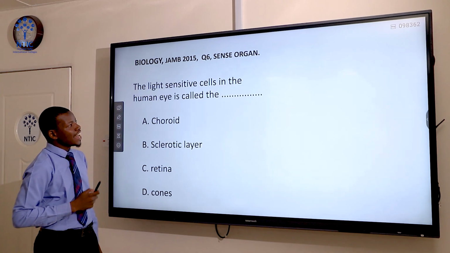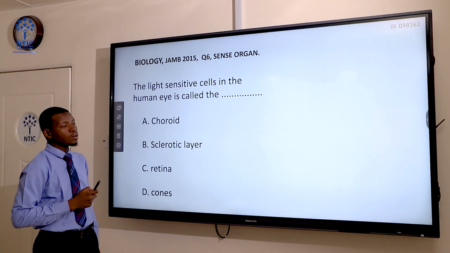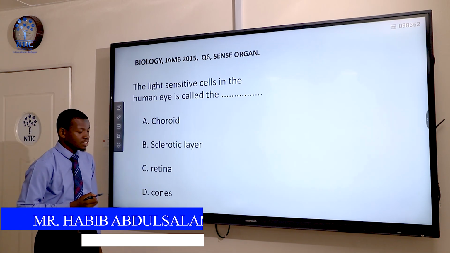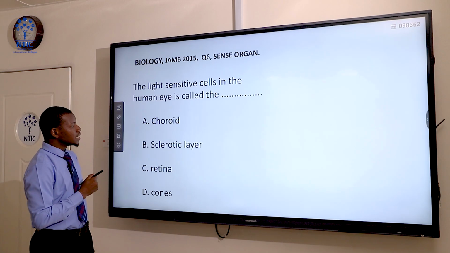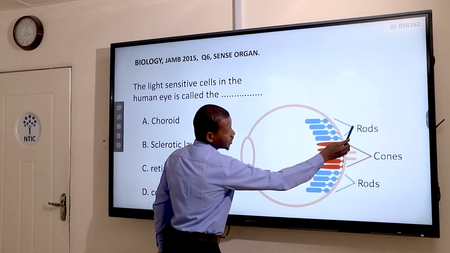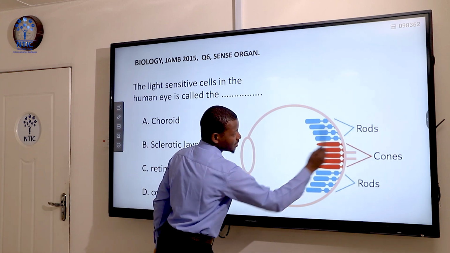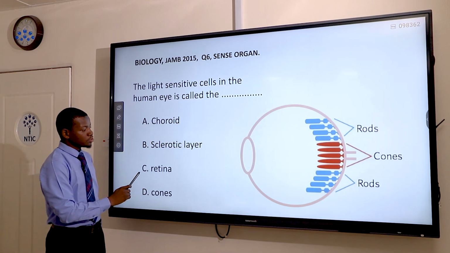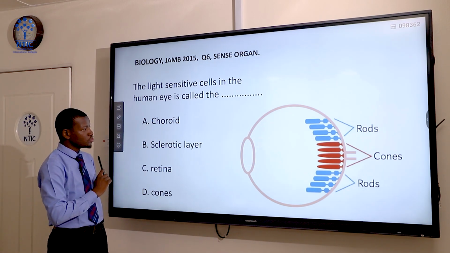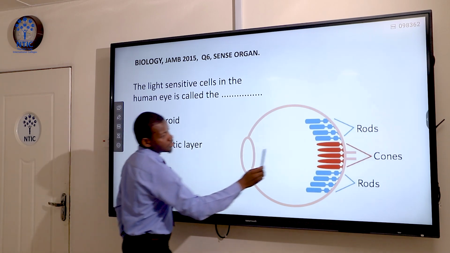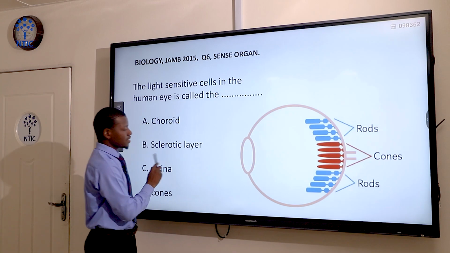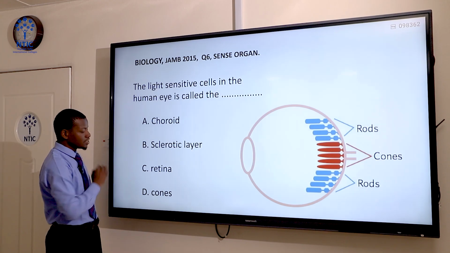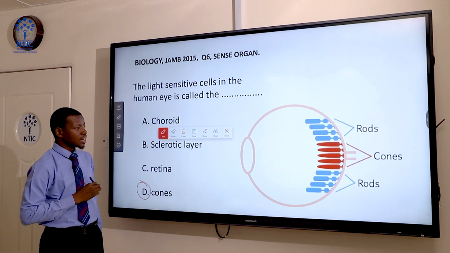Question number 6. The light-sensitive cells in the human eye is called dash. Option A, choroid. Option B, sclerotic layer, option C, retina, and option D, the cones. Now, we have a diagram here. There are rods and cones. These are the two light-sensitive cells in the human eye, and they are found on the retina. The retina is not the correct option here because it's a tissue, a light-sensitive tissue. The choroid is found between the retina and the sclera, while the cones is the correct answer. It's a light-sensitive cell in the human eye.